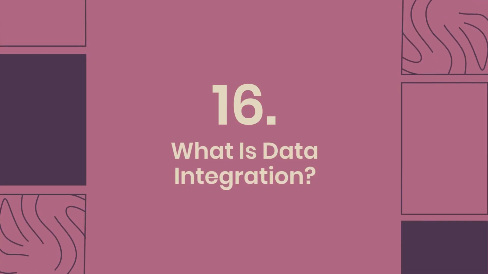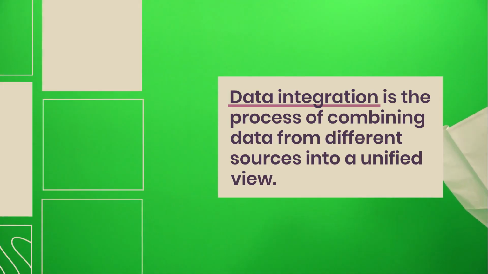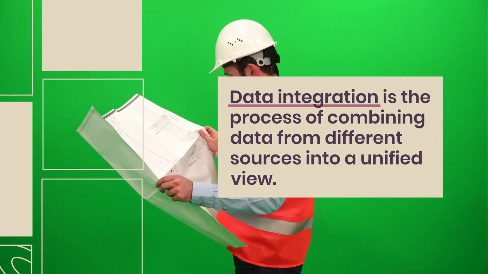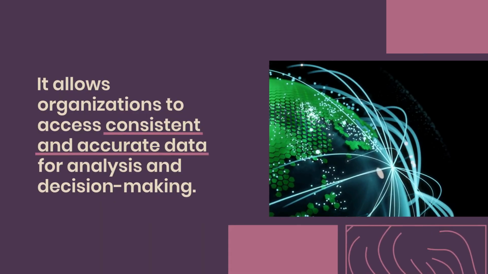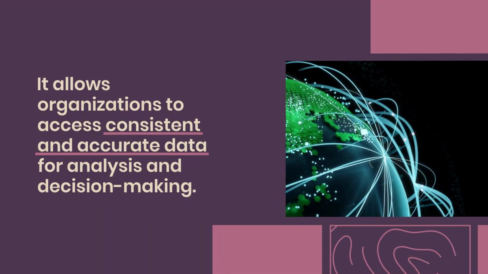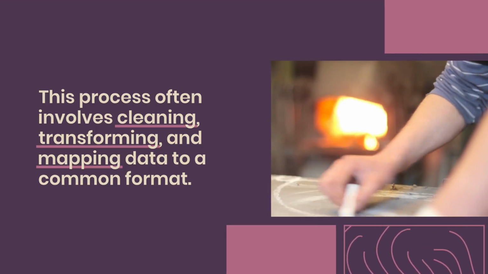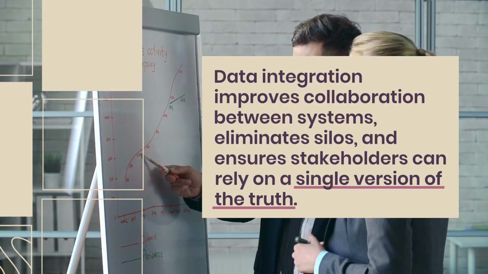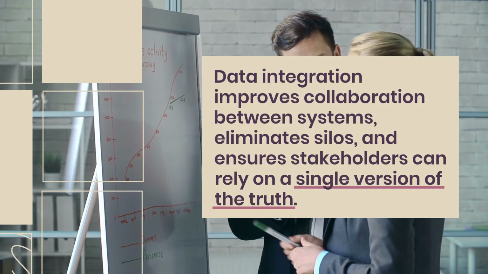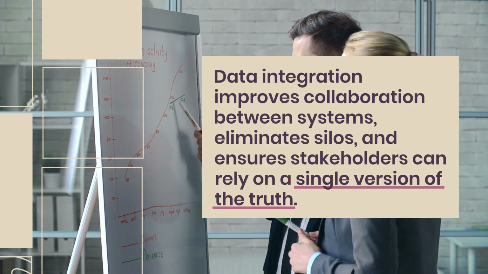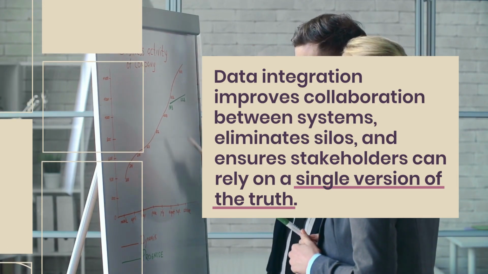16. What is data integration? Data integration is the process of combining data from different sources into a unified view. It allows organizations to access consistent and accurate data for analysis and decision-making. This process often involves cleaning, transforming, and mapping data to a common format. Data integration improves collaboration between systems, eliminates silos, and ensures stakeholders can rely on a single version of the truth.